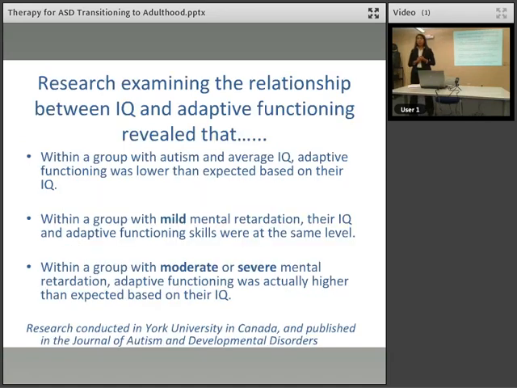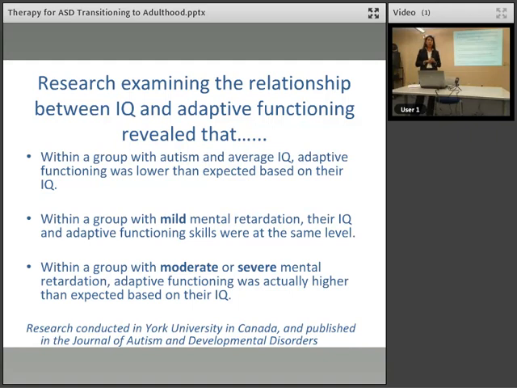The reason that we look carefully at adaptive functioning is because it really is one of the biggest predictors of success later on in life and during transition points. And research has found that there is an important relationship between adaptive functioning and intelligence, where individuals, depending on their level of intelligence, actually might have a bit of a discrepancy between where they are intellectually, cognitively, in regards to their IQ, and where they are with their adaptive functioning or their self-help skills.